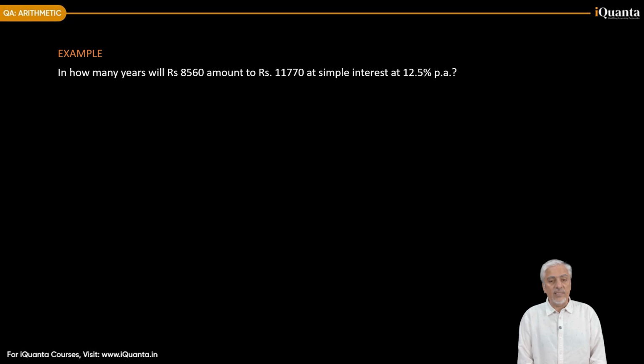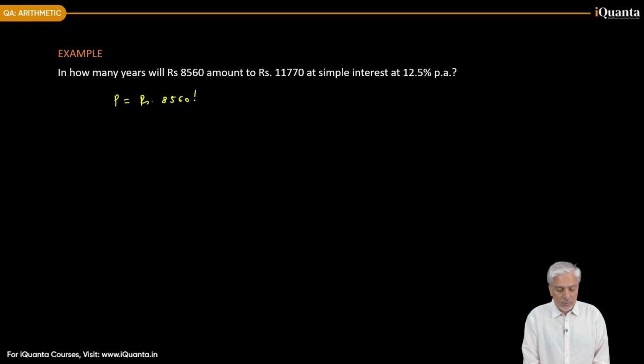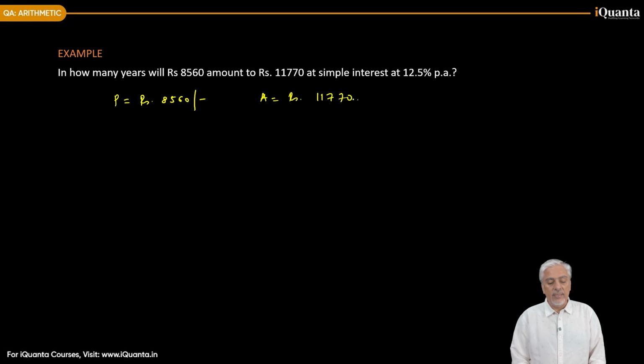In how many years will 8560 amount to 11770 at simple interest at 12.5% per annum? Straightforward example. They have told us principal is rupees 8560 and the amount is rupees 11770. And they've told us at simple interest. That means we don't have to look at compound interest at all.